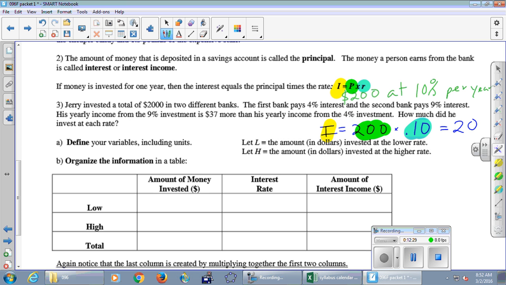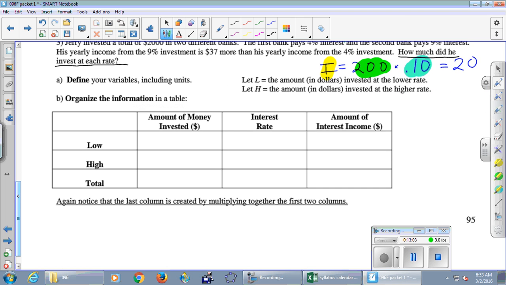Again, if you look carefully, you will see that I'm telling you what the variables should be. How much did he invest at each rate? Super, that's what our variables should be. One variable for how much he invested at 4% interest, another variable for how much he invested at 9% interest. X and Y are okay. I would rather use variables that remind me of what these things represent. So I'm going to use L for the amount invested at the lower rate, 4%, and H for the amount invested at the higher rate, 9%.